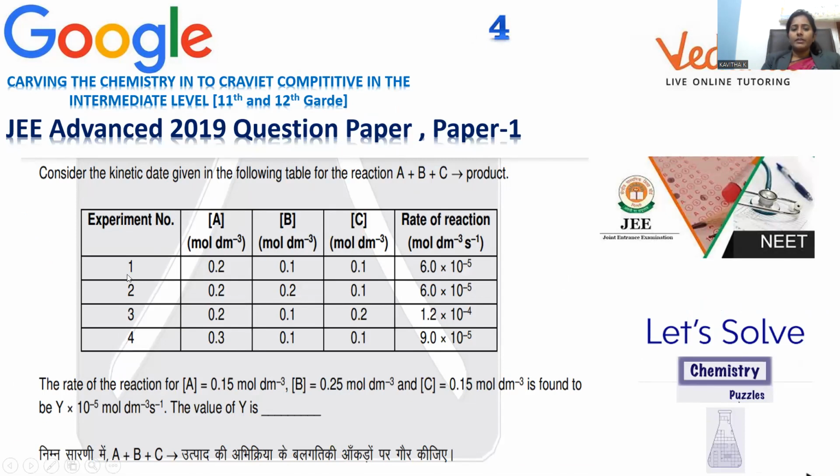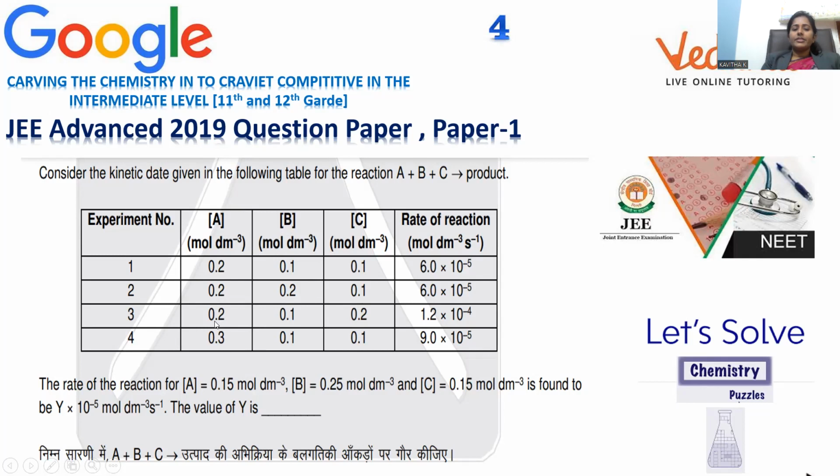Here they are doing experiments 1, 2, 3, 4. 4 different experiments were done, with starting materials A, B and C concentrations taken. With respect to the concentrations, the rate of the reaction is also mentioned. A concentration 0.2, B concentration 0.1, C concentration 0.1 gives a rate of 6 into 10 to the power negative 5. If the concentrations are 0.2, 0.2, 0.1, then the rate of the reaction remains the same.